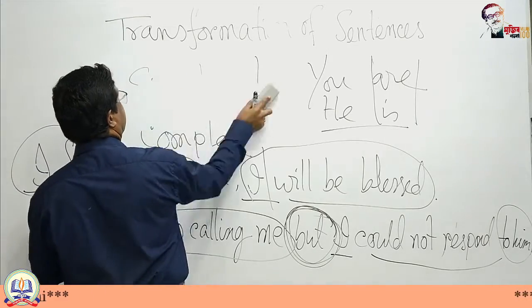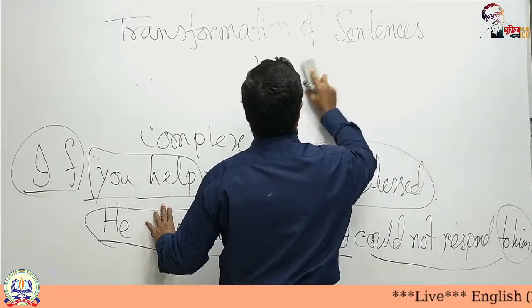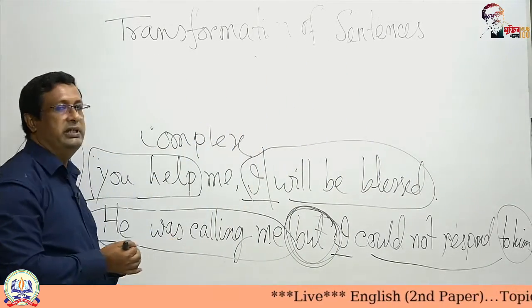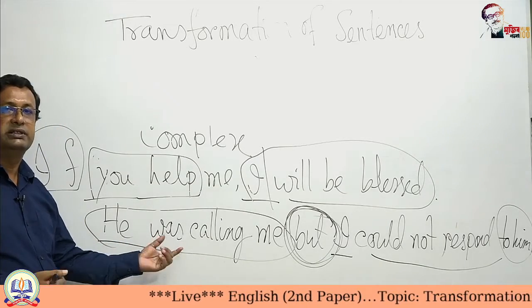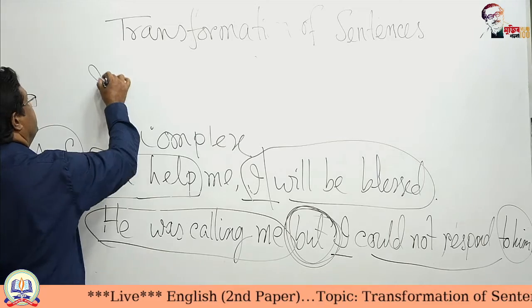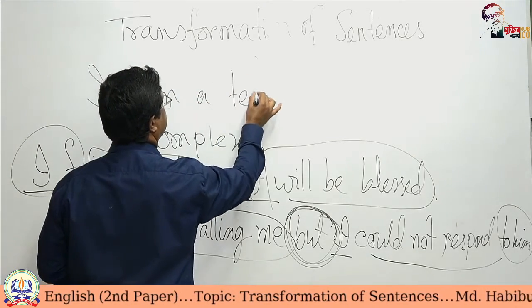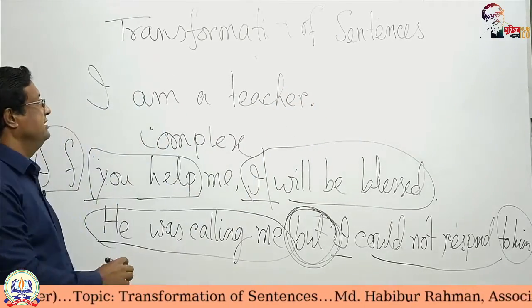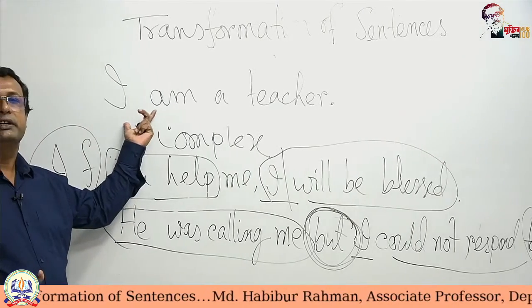In a simple sentence, it is quite clear that it has full meaning, like any part of a compound sentence. That is, I am a teacher. I am a teacher. This is a simple sentence, because the idea is clear.